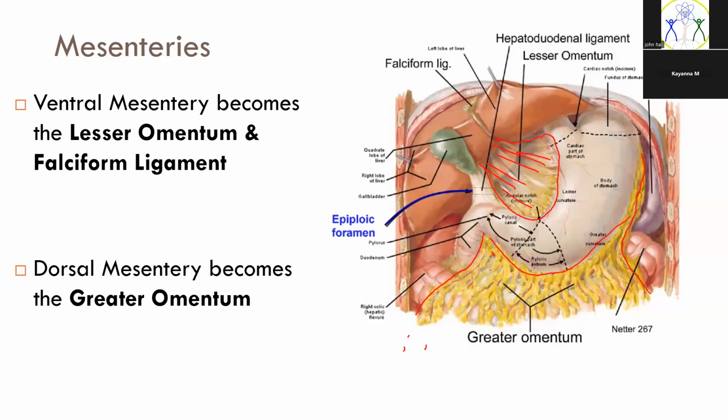Obviously, this is from the anterior view, right? And this one is going to cover your intestines, right? So it comes right over like an apron and covers the intestines, large and small. So that's why it mentions the dorsal mesentery becomes the greater omentum, whereas the ventral mesentery becomes the lesser omentum. And of course, we mentioned the falciform ligament already, right?